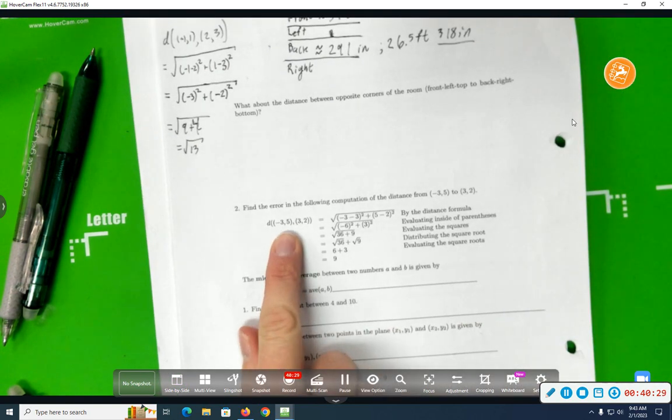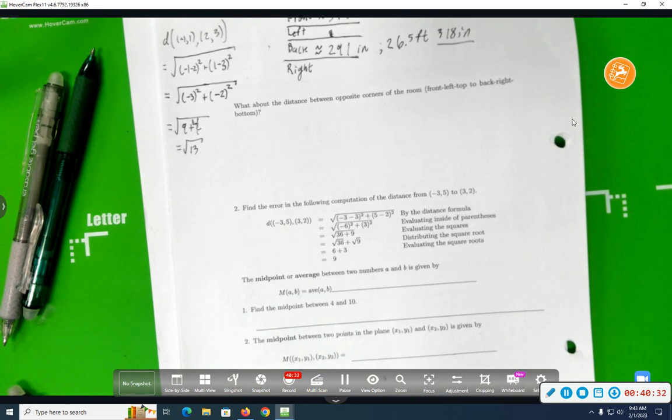Here's a computation of the distance between the points (-3, 5) and (3, 2). So step one, using the Pythagorean distance formula, take the difference between the x coordinates and square it. Take the difference between the y coordinates, square it, and add them together. Does that apply the formula correctly? No errors yet. Now evaluate inside the parentheses. -3 minus 3 is -6. 5 minus 2 is 3. Is that correct? So far, so good.